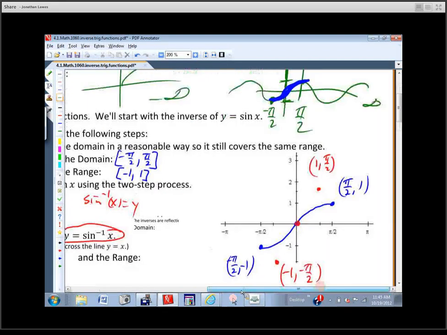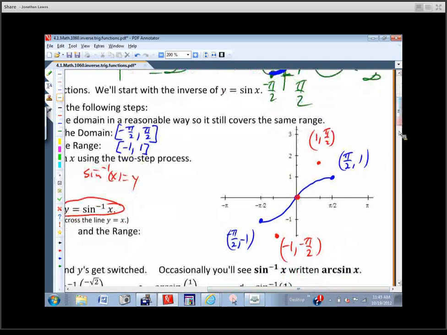We could make this even more clear. Does anybody remember how to tell by looking at a graph if two functions are inverses of each other? They're reflected over what? Over y equals x. Now, why would they be reflected over y equals x? Why would that be the center of this reflection?